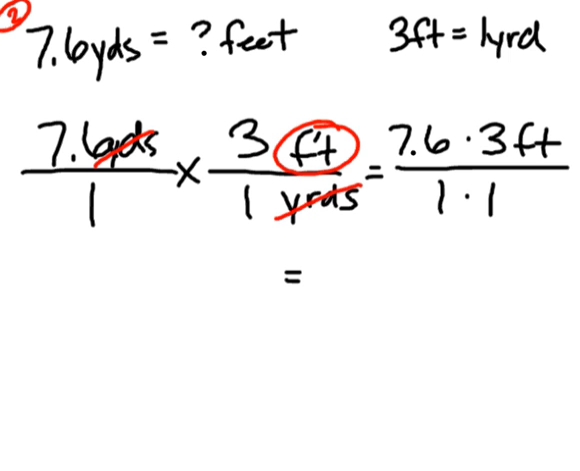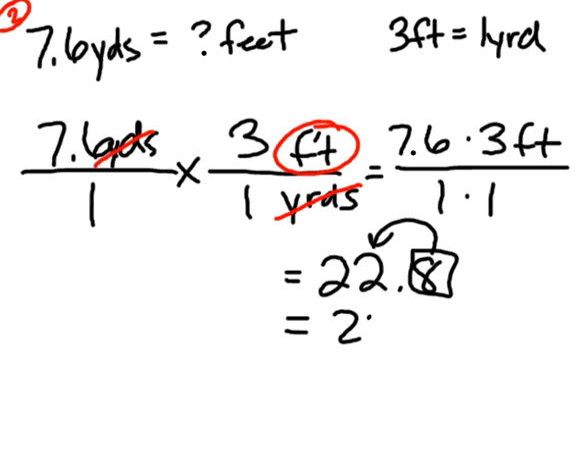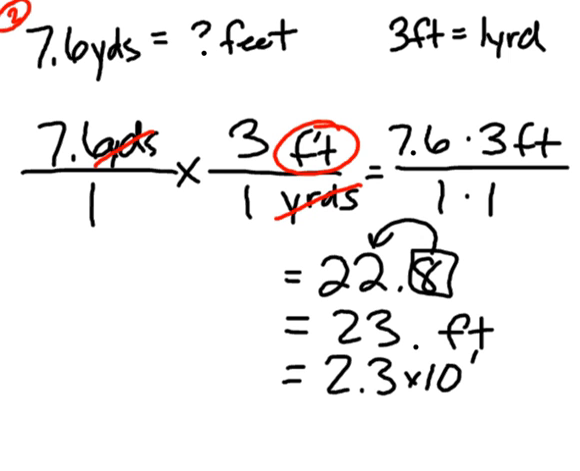My final answer is going to be 22.8, but I have 3 sig figs here when the problem's only requiring 2, so this would actually round up to 23 feet. And if you wanted that in scientific notation, 2.3 times 10 to the 1.